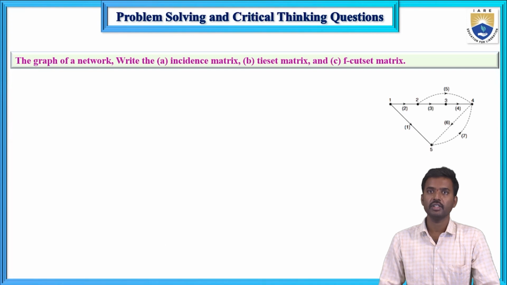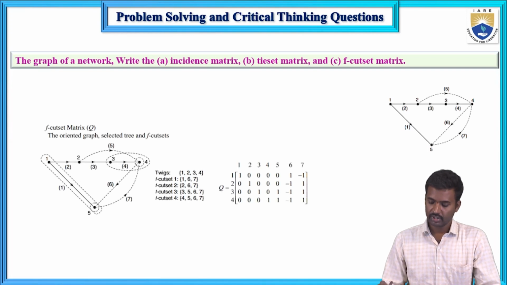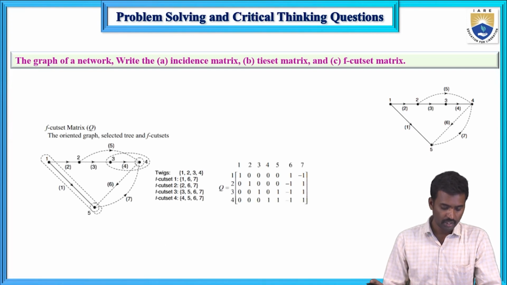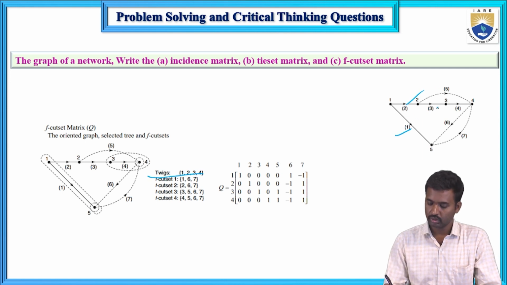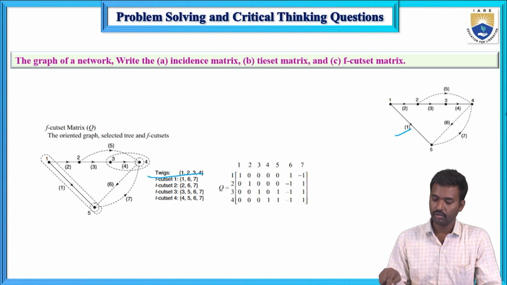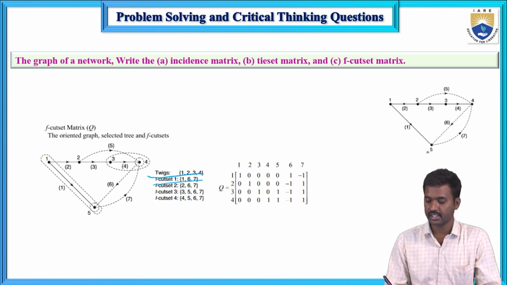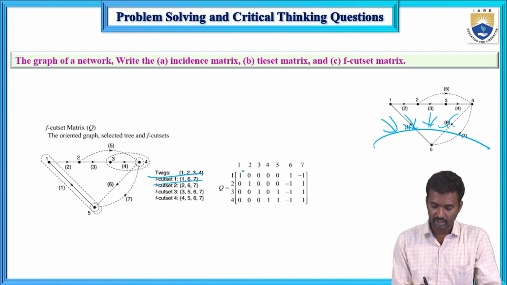Next, F-cut set. For this tree, how many branches? Here the tree twigs are 1, 2, 3, 4. So here the first tree F-cut set is 1, 6, 7. So this direction should be like this. So 1 and 6 are in the same direction, and 7 is in the opposite direction. So this is minus. Is it okay?